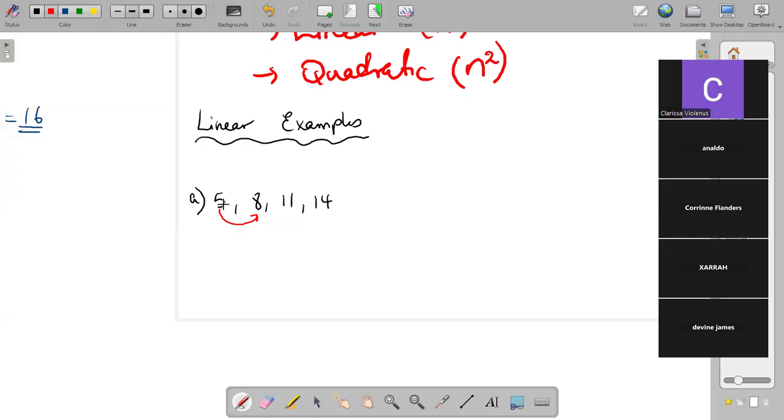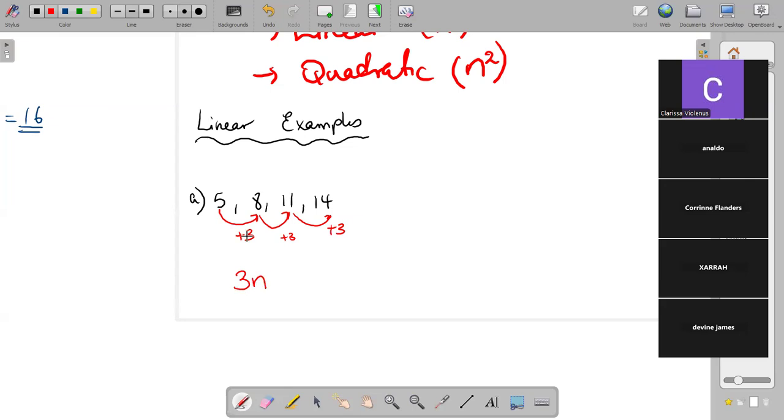So as I was saying, how do I go from 5 to 8? I add 3. Now we need to see if that's true for all the other terms. How do I go from 8 to 11? I add 3. How do I go from 11 to 14? I add 3. So what does that mean? I have found the base of my formula. That means the base of my formula would be 3n.